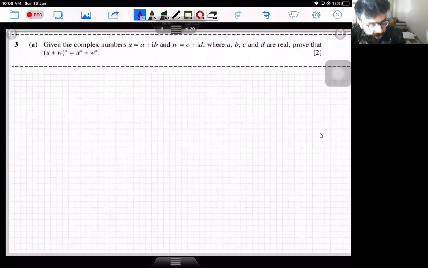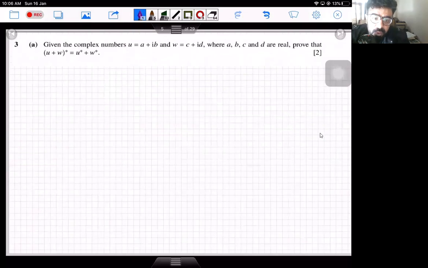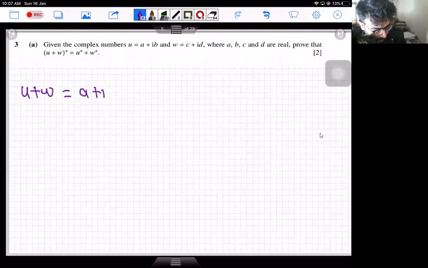So part A is saying that given the complex numbers u equals a plus ib and w equals c plus id, where a, b, c, and d are real, prove that the conjugate of u plus w is equal to u conjugate plus w conjugate. So first of all, we are going to find the complex number u plus w in terms of a, b, c, and d. So u plus w would be equal to a plus ib plus c plus id.